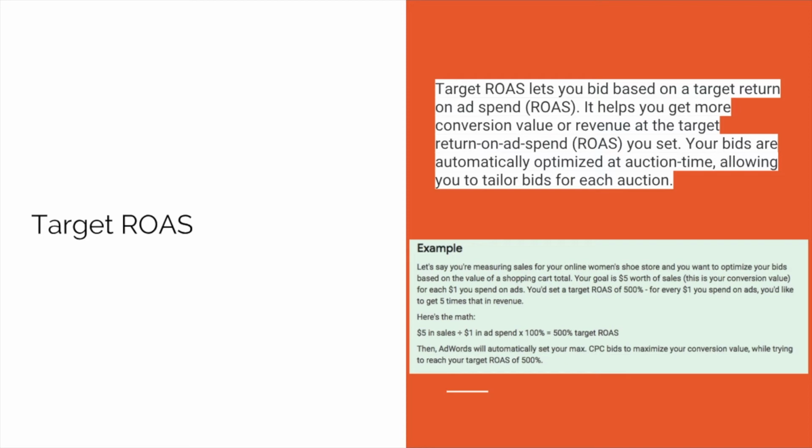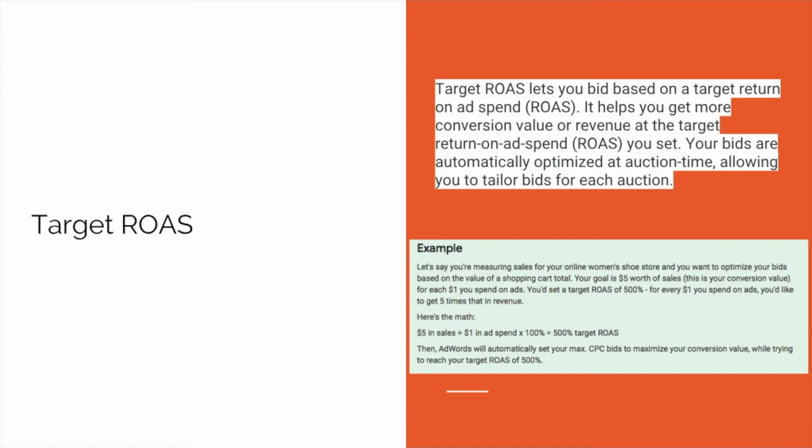Agreed, it is not as simple as it looks, and it is not guaranteed exactly how much you get in return, but at least Google is trying to do you justice by getting a desired return on ad spend that you have. Now, I've listed down an example here from the Google Help Center. If you look at it, that makes a little more sense. Let's say for your online campaign, you have a women's shoe store and you want to optimize your bids based upon the value of the shopping cart. Let's say your goal is to achieve $5 worth of sales for each dollar that you spend on the ads. That is 500%, as we have discussed before.